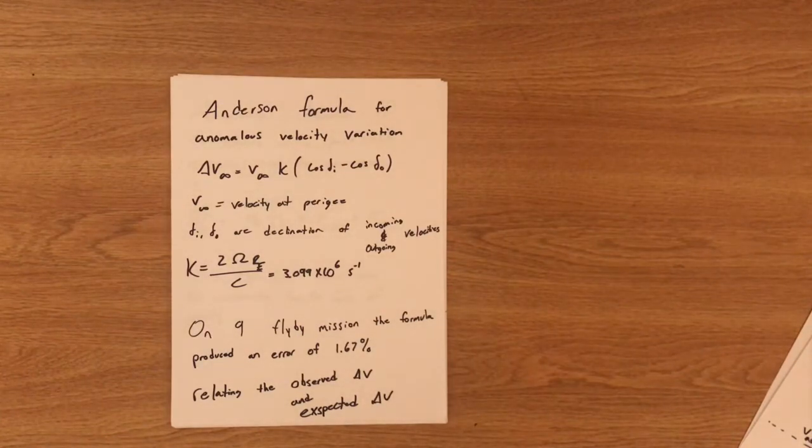On the 9 flyby missions recorded, the formula produced an error of 1.67%. This 1.6% was relating the observed delta V to the expected delta V.